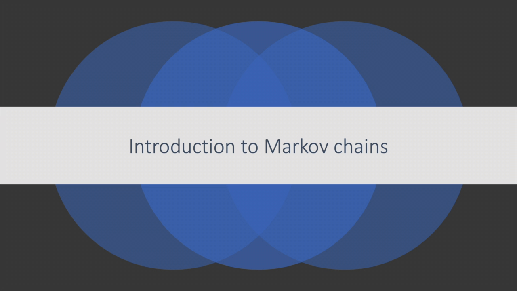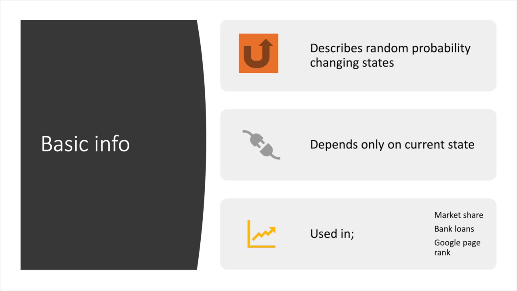So what is a Markov chain? A Markov chain is a model used to describe the random probabilities of some change in state. A Markov chain's probability is dependent only on the current state, unaffected by past or future states. Markov chains can be used in a large number of fields with random variables involved, such as market share, bank loans, and even Google's PageRank system.